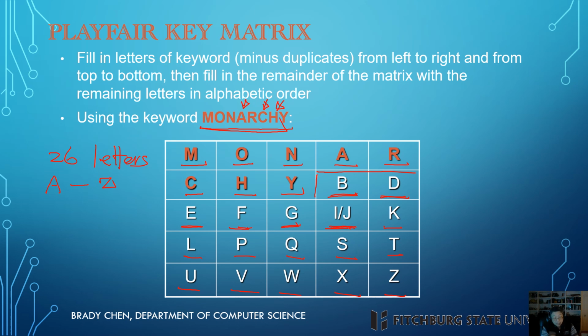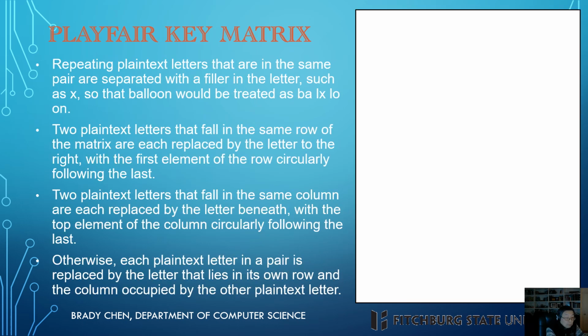Now in the next slide, we're going to talk about how we're going to encrypt the plain text. Once the Playfair key matrix is built, we need to follow the steps or procedures to encrypt the plain text message. The first thing we need to do is group the plain text letters into units of 2 letters. Let's suppose we have a plain text message, Balloon, B-A-L-L-O-O-N.